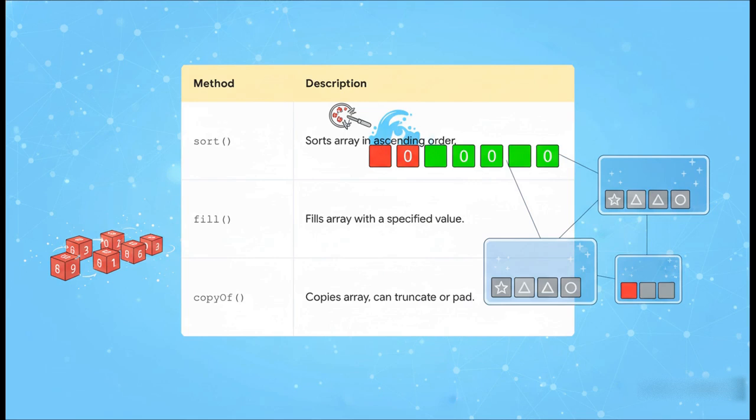Need to sort those high scores from lowest to highest? Bam! Arrays.sort has got you covered. Want to reset the entire scoreboard back to zeros? Arrays.fill does it in one simple line. And if you need to make a backup copy of your scores, Arrays.copyOf is your best friend. Seriously, these are huge time savers.